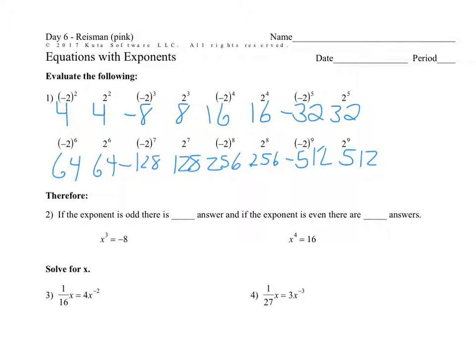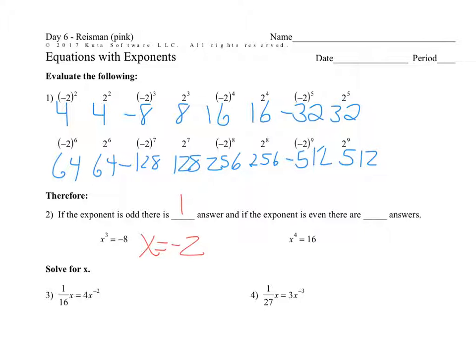So if I'm solving for something where I have x to the third equals -8, if it is this odd exponent, I know that I have one possible answer here, okay? And my answer is going to be negative. I'm going to have x is -2 here. And that's it. And that's going to be my answer. So there's only going to be one possible answer.